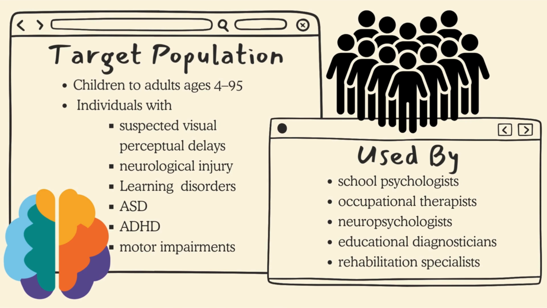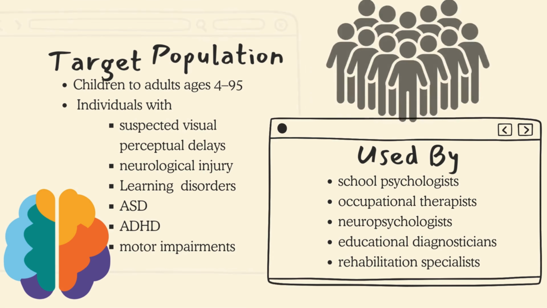Okay, so the target population is children and adults ages 4 all the way up to age 95. And it's especially good for individuals with suspected visual perceptual delays, neurological injury, learning disorders, ASD, ADHD, or motor impairments. And it's typically used by school psychologists, occupational therapists, neuropsychologists, educational diagnosticians, and rehabilitation specialists.